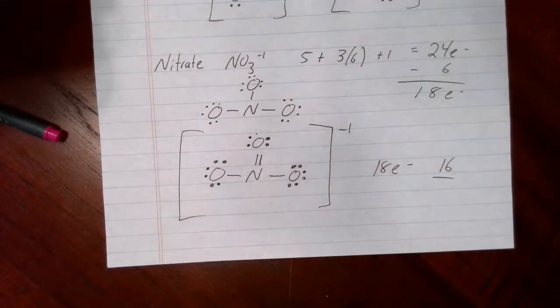So you'll see that drawing the polyatomic ions, nothing really changes other than having a charge. So when you have a charge, just account for either the gain or loss of electrons there.